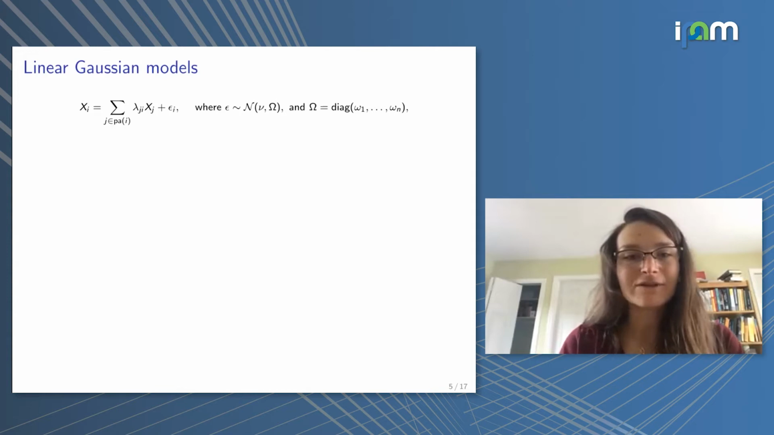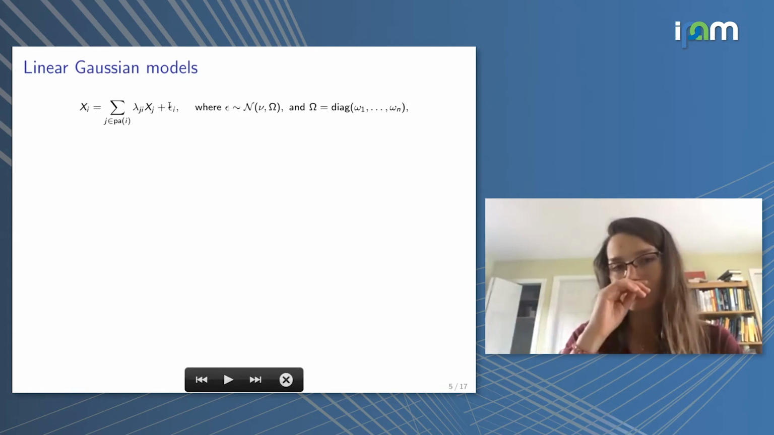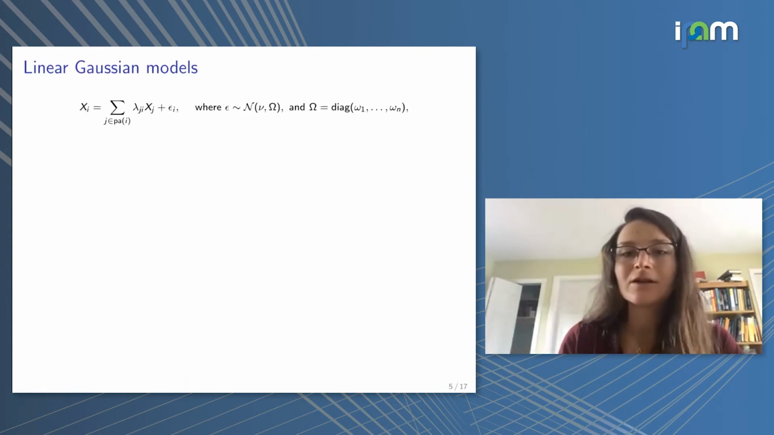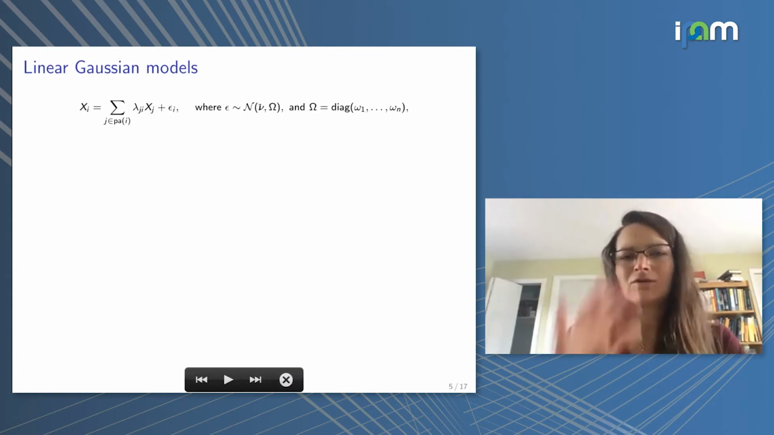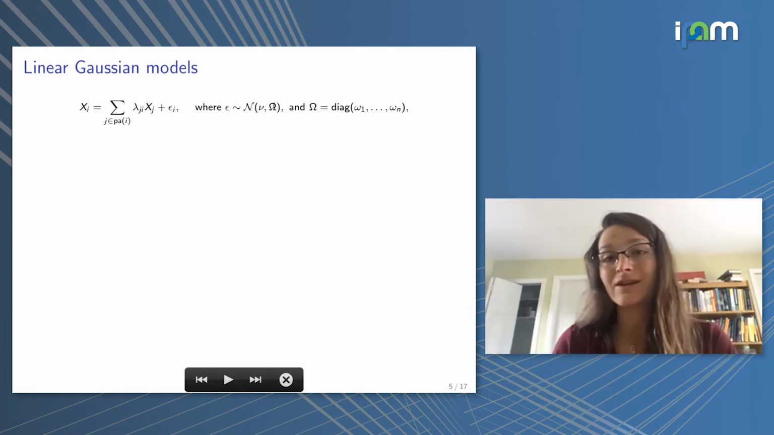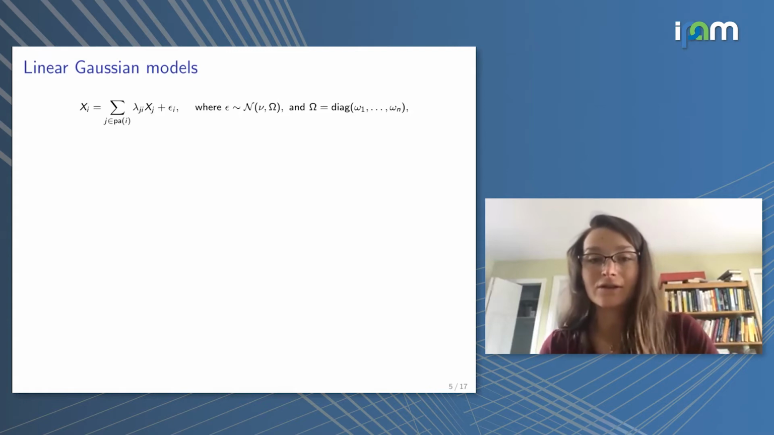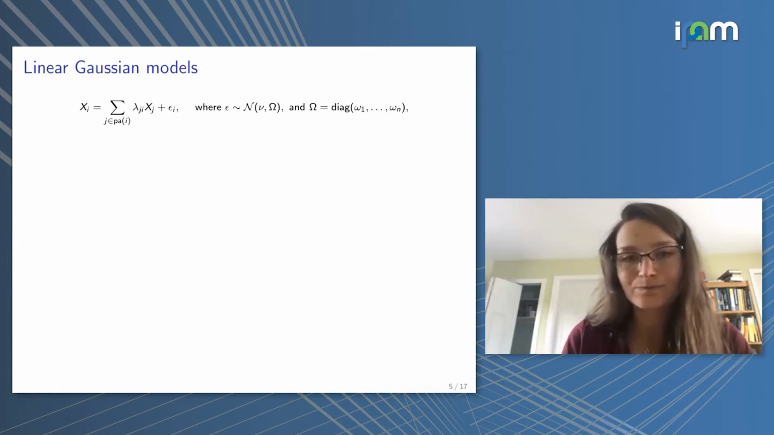So if they were Gaussian, then x_i is a linear combination of its parents plus epsilon_i, and here epsilon has to be a Gaussian random vector. So it has some mean mu, and actually we're going to assume these are all 0, so let's just ignore the mean. And it has covariance matrix omega, which has to be diagonal because the epsilon_i's are all independent. So the covariance of epsilon is diagonal.